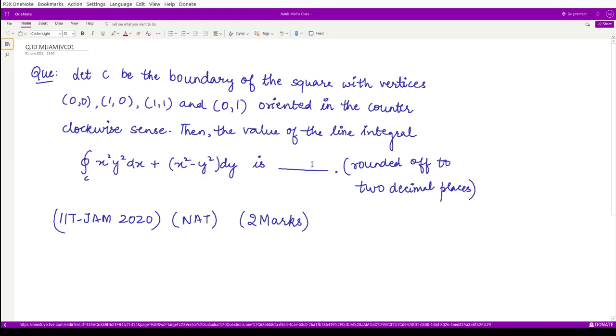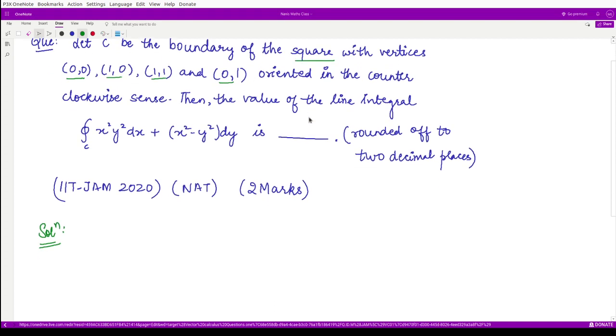So let's see what integral comes out when you take this line integration over (0, 0), (1, 0), (1, 1) and (0, 1). Accordingly, our first step would be to visualize this region. What is this region? It is given to be a square, so let me draw the square for you.